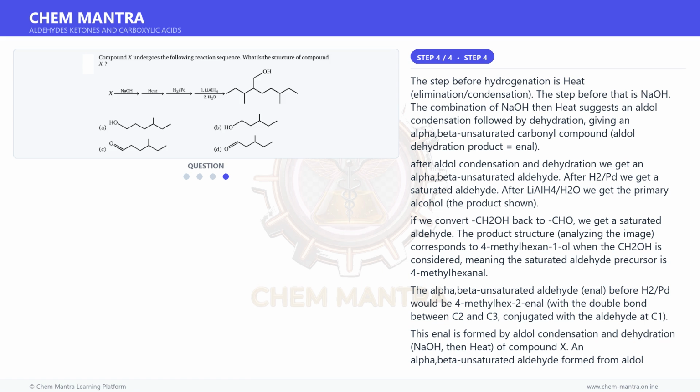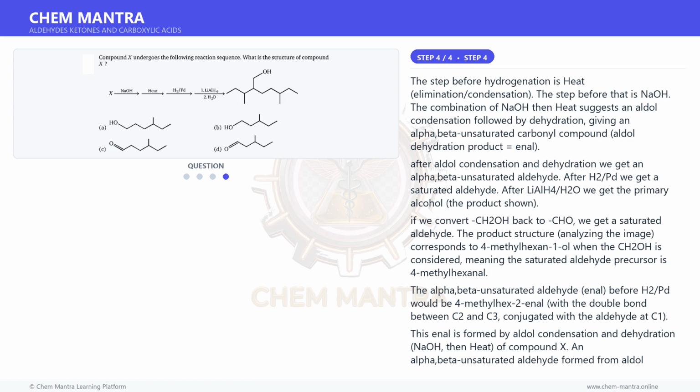If we convert CH2OH back to CHO, we get a saturated aldehyde. The product structure, analyzing the image, corresponds to 4-methylhexan-1-ol, so when the CH2OH is considered, the saturated aldehyde precursor is 4-methylhexanal. The alpha, beta unsaturated aldehyde, enal, before H2/Pd would be 4-methylhex-2-enal, with the double bond between C2 and C3 conjugated with the aldehyde at C1. This enal is formed by aldol condensation and dehydration, NaOH, then heat, of compound X.